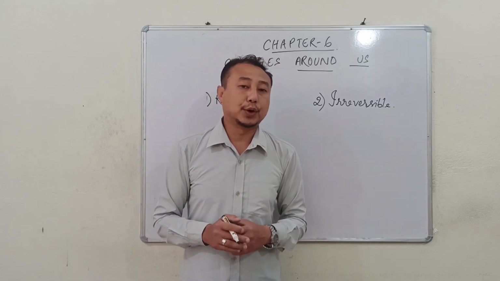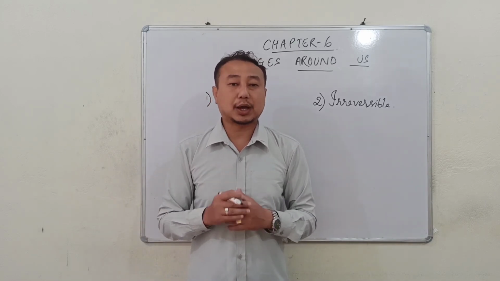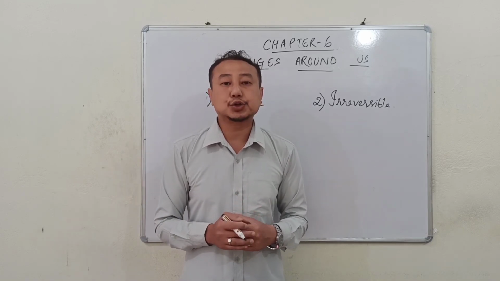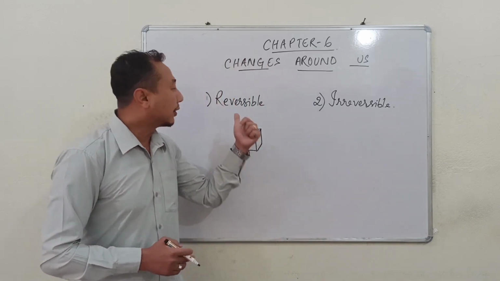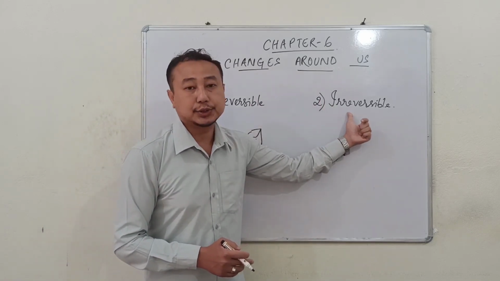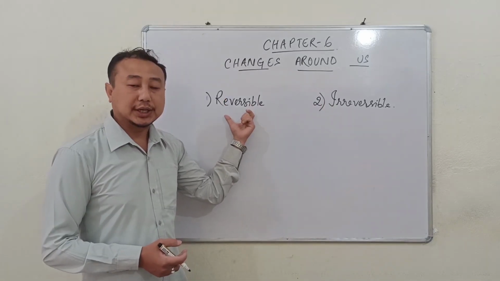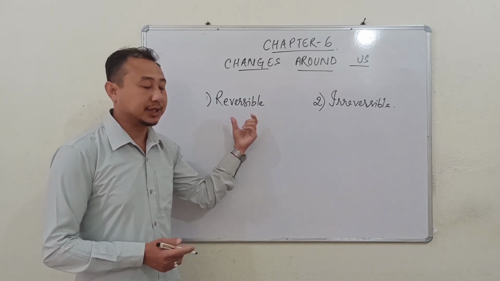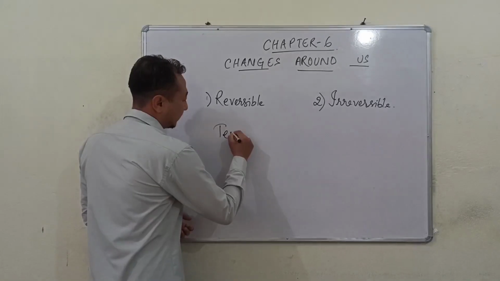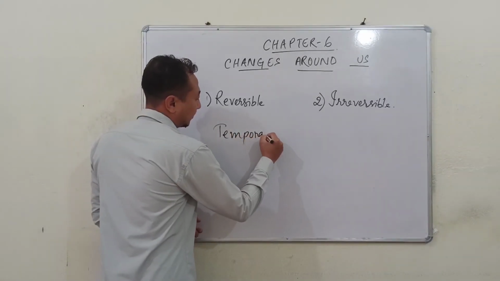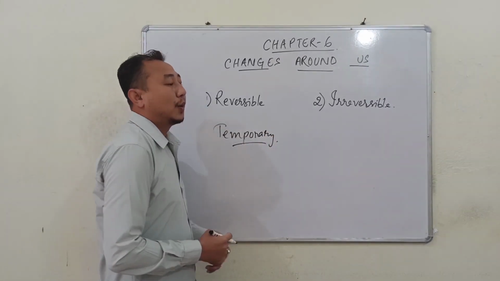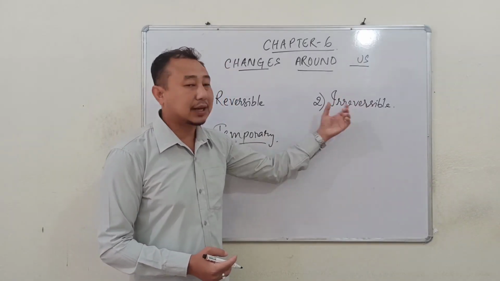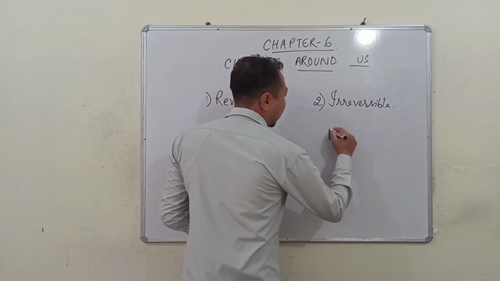So, depending upon whether a change can be reversed back or not, the changes that take place in our surroundings can be divided into two different categories. They are reversible change and irreversible change. The reversible change, as it can be reversed back, we also call a temporary change. While in case of the irreversible change, as it cannot be reversed back, such type of changes we call a permanent change.